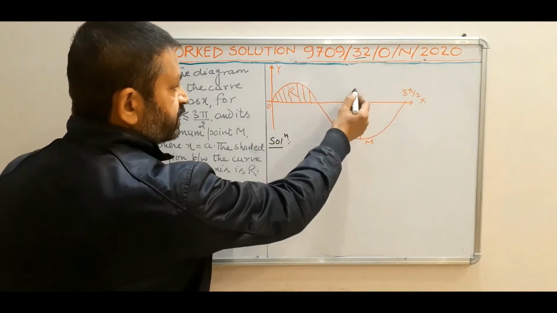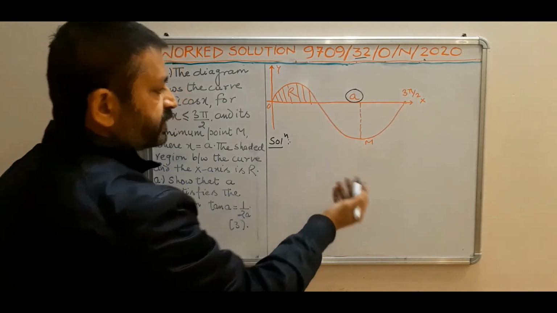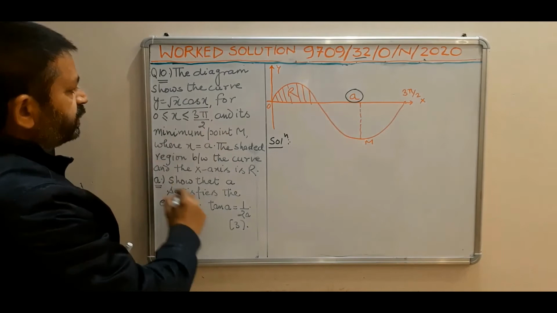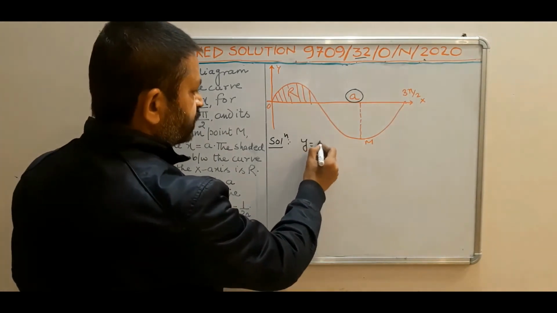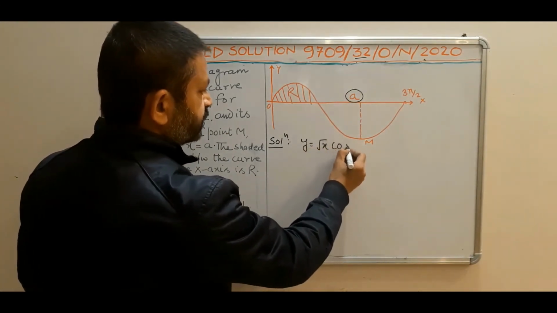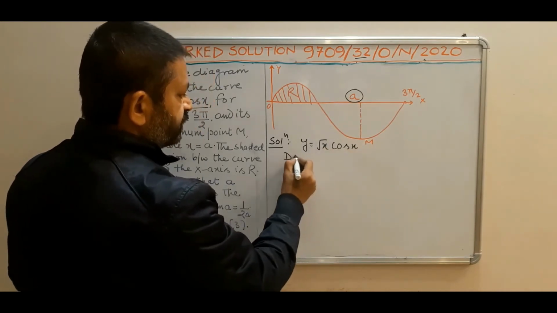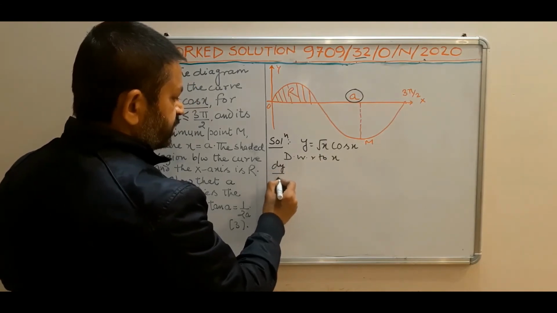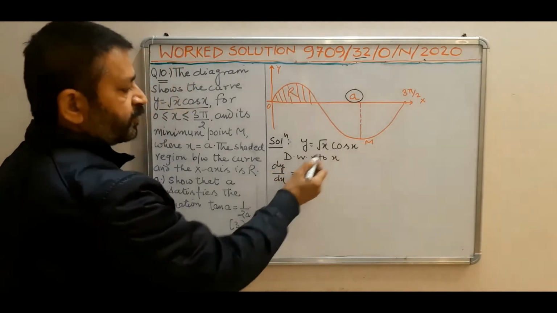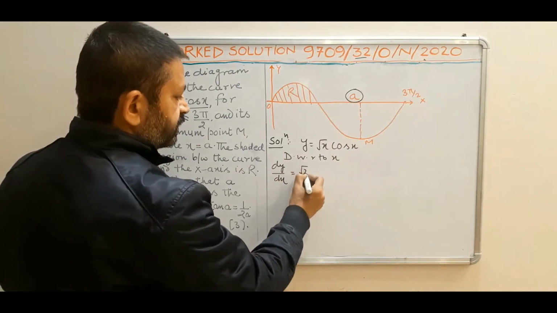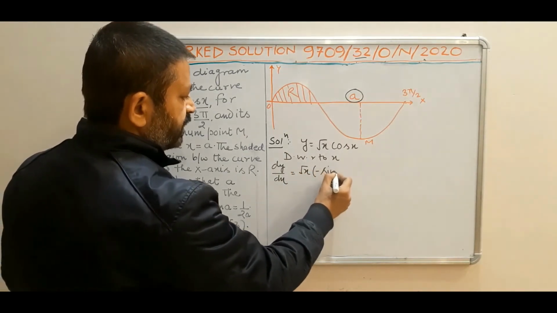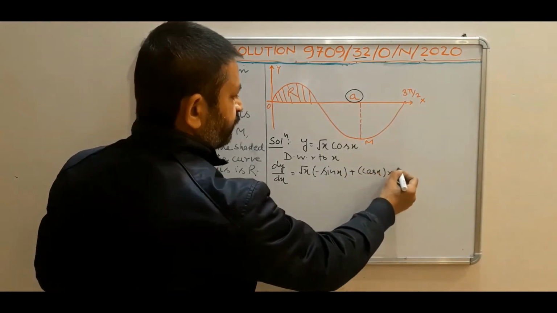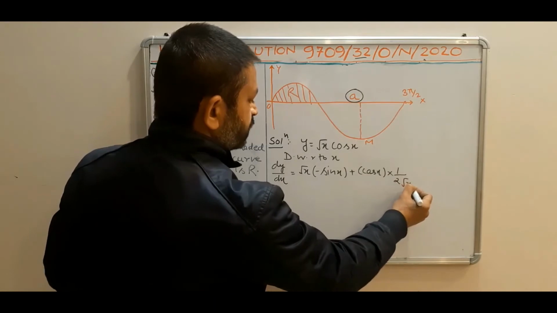As it is given that x is equal to a is representing the minimum point, so it's a stationary point. So first of all we will find dy by dx by using this expression. So we have y is equal to under root x times cos x. So we'll differentiate this with respect to x. It will give you dy by dx is equal to, we'll apply product rule here. So root x as it is, derivative of cos x is minus sin x plus cos x as it is into derivative of under root x is 1 upon 2 under root x.